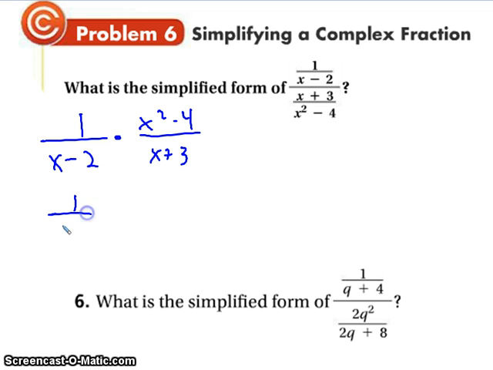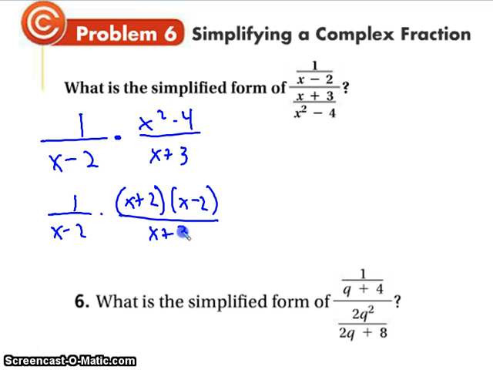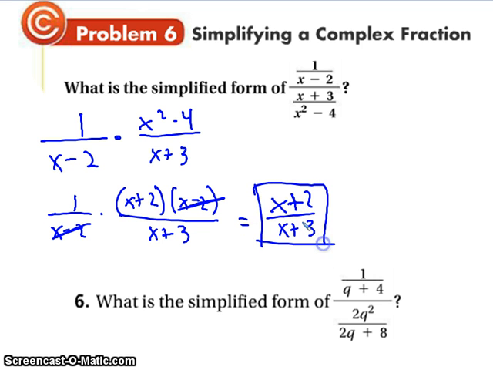At this point, I simplify this part right here. Cancel out the x minus 2's. Get x plus 2 over x plus 3. Remember, I can't simplify that. I can't cross out the x's just because I want to.